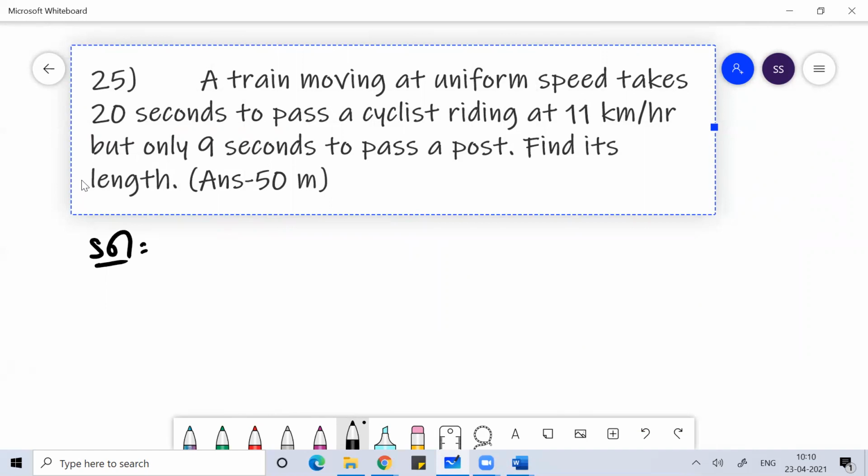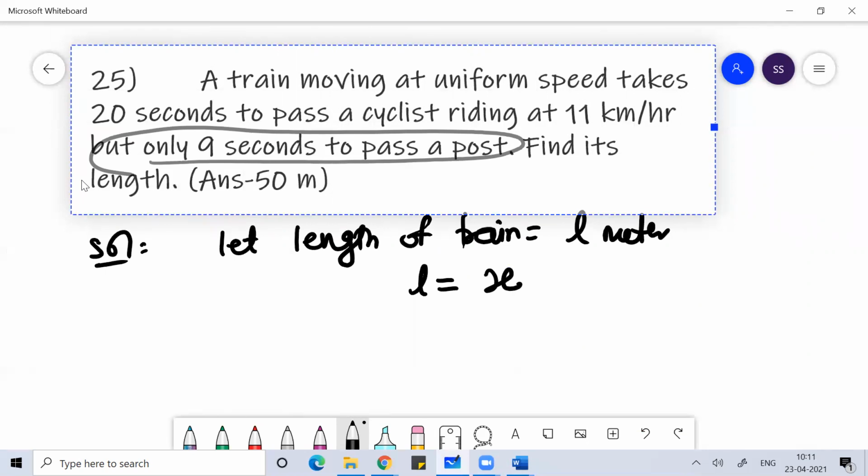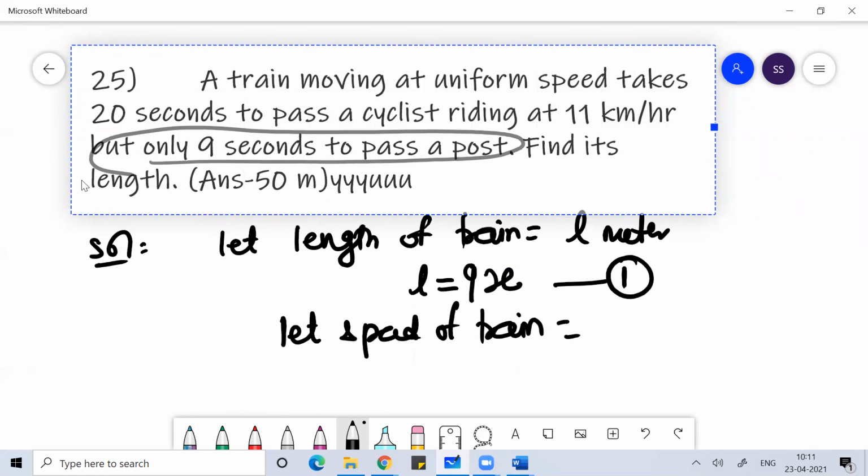So the train is there. Let the length of the train be L meter. This train took 9 seconds to pass the electric post. So you can formulate an equation: suppose the speed of train is x meter per second, then L is equal to x into 9. So this is your first equation, L equal to 9x, where the speed of train is x meter per second and the length of the train is L meter.